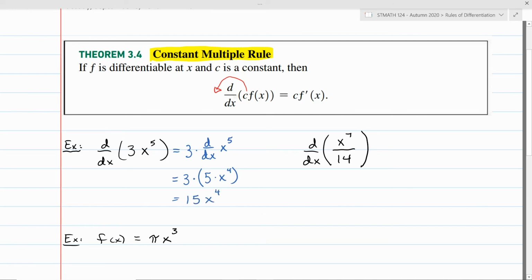Now sometimes, like in the example on the right there, it may look like the constant multiple rule doesn't apply. Because I'm dividing by 14 here, it doesn't look like multiplication.